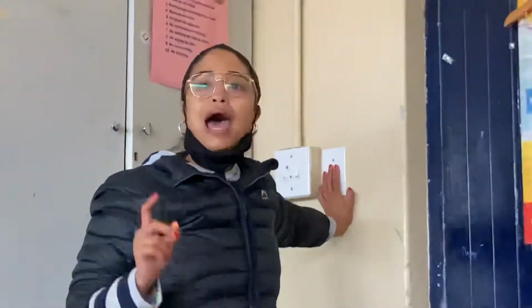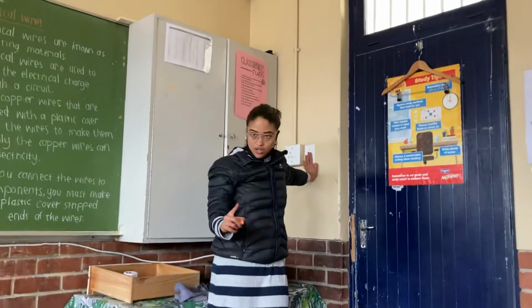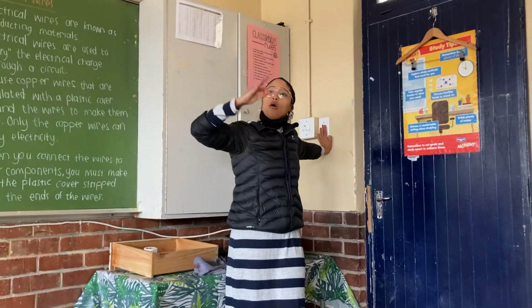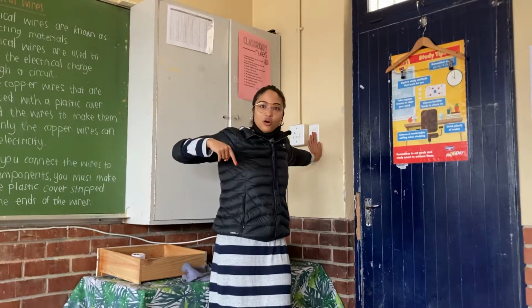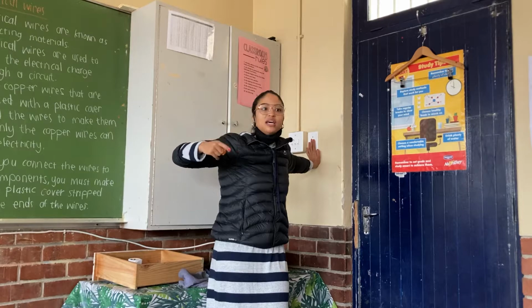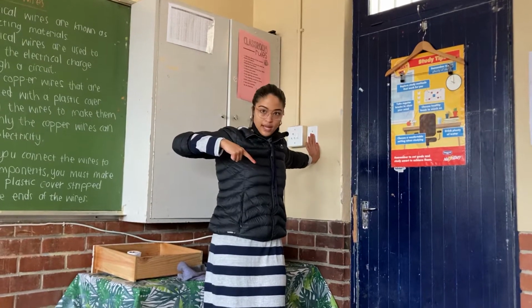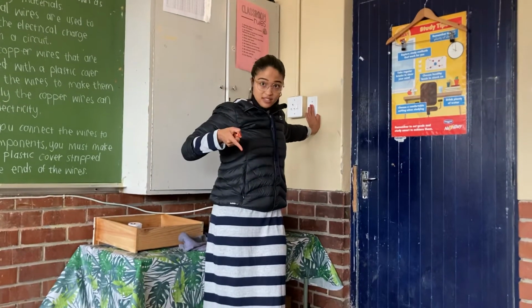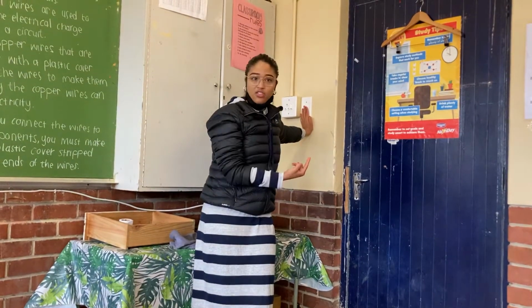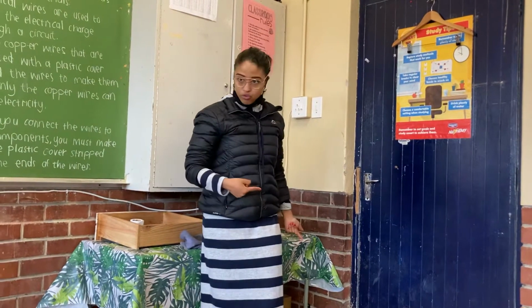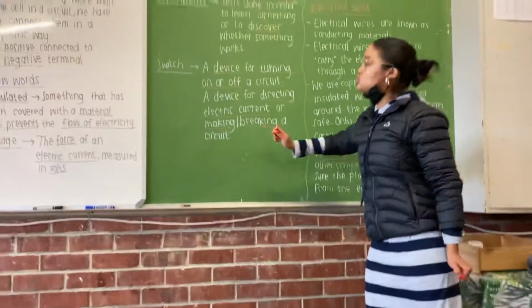So the current can flow through all the wires. Okay? When I switch it off, I'm breaking the circuit. So the switch is now open. So the electrical current cannot flow. Okay? I make it by putting it on, or I break the current by switching it off. Okay? That is a switch.